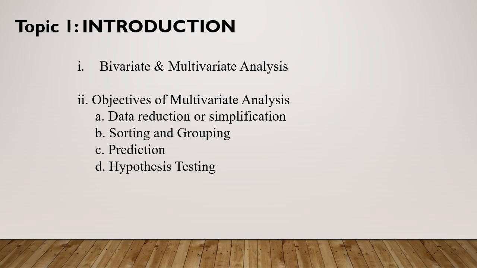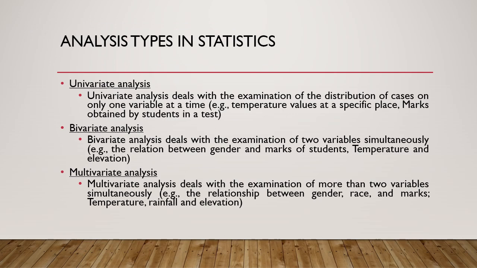So yes, this is the introductory part: bivariate and multivariate analysis and objectives of multivariate analysis. Now there are three basic types of analysis which we deal with in statistics and which are very useful in the study of geography and different aspects of geography. When we study it, we often try to put things in quantitative format and analyze them statistically. So let us see which are these: univariate analysis, bivariate analysis and multivariate analysis.